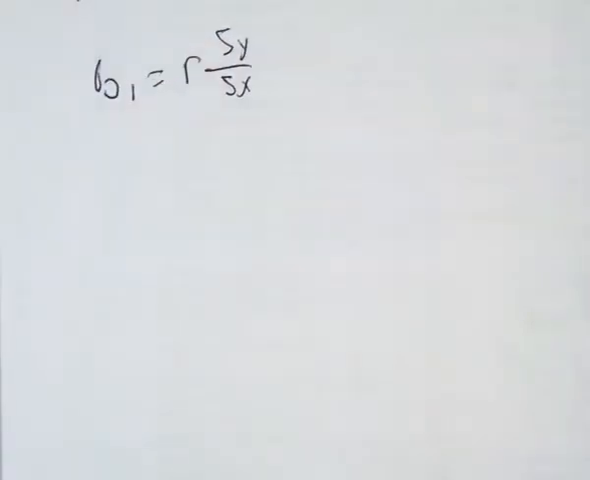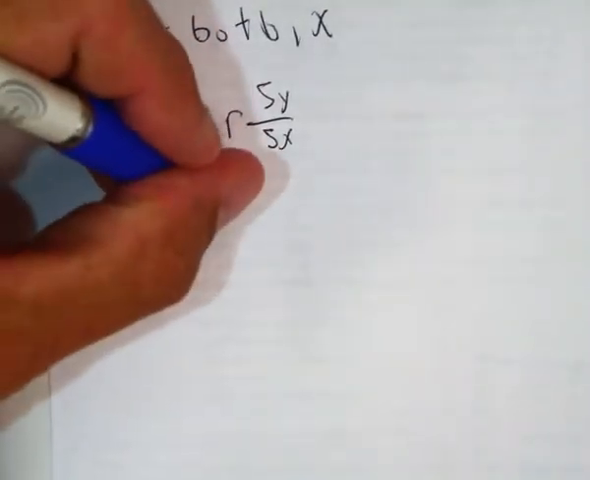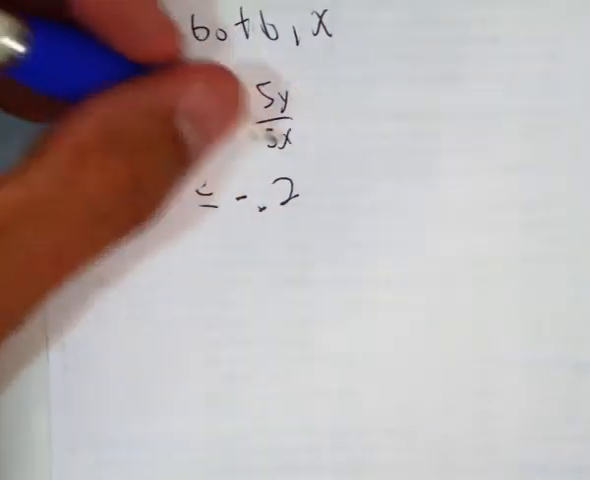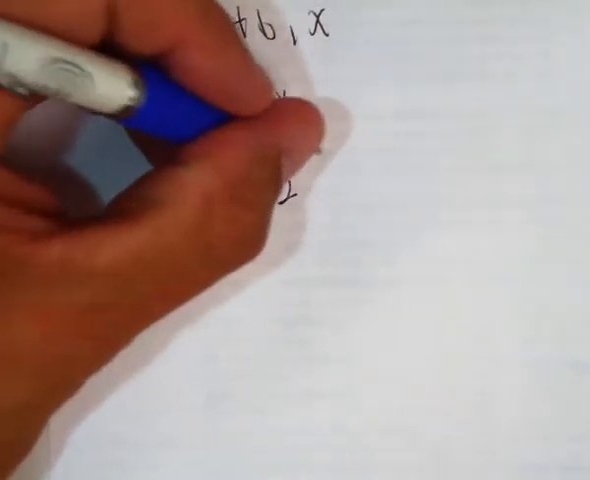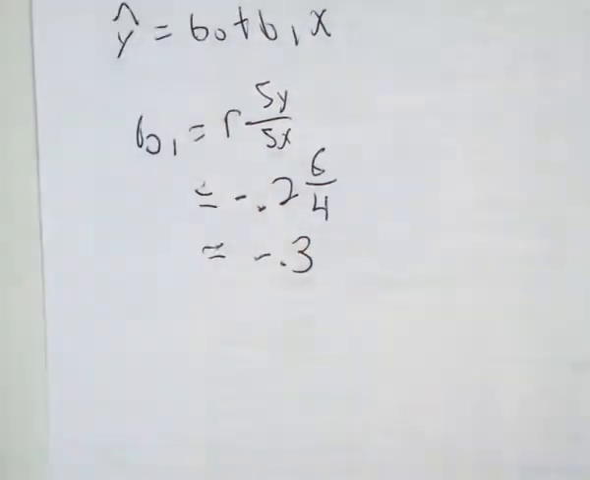We know in this one that b sub 1 equals r times the standard deviation of y over the standard deviation of x. So what we're going to do is fill in what we know. And what we know is that r is negative 0.2 and s of y is 6 and s of x is 4. So b sub 1 is negative 0.3.